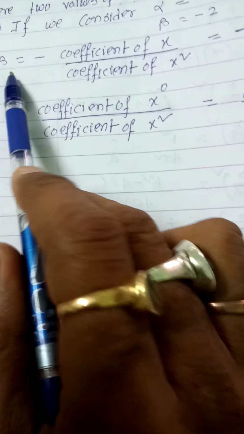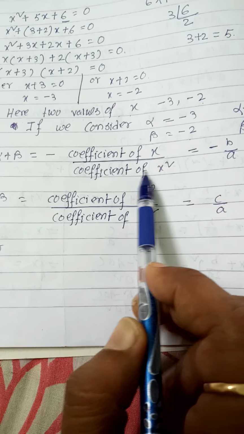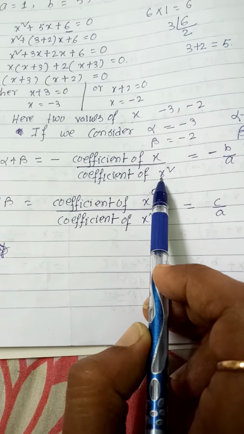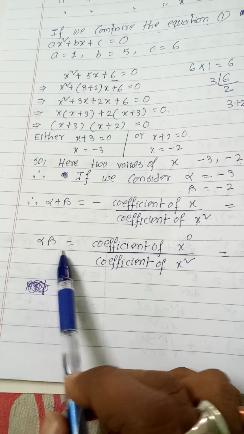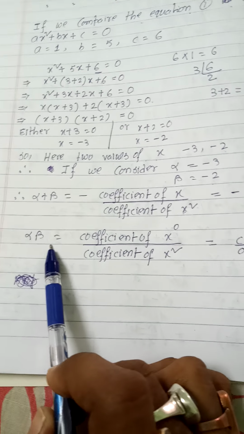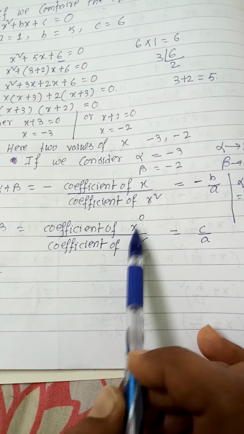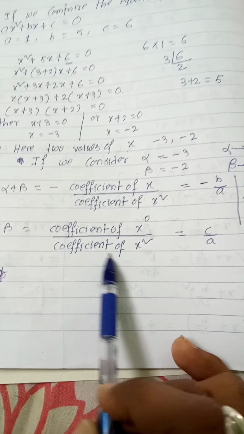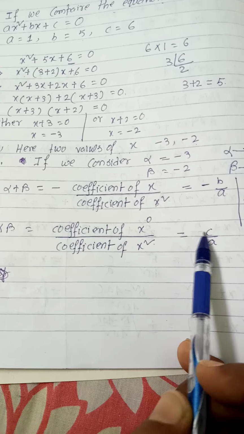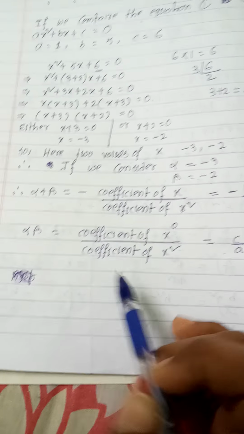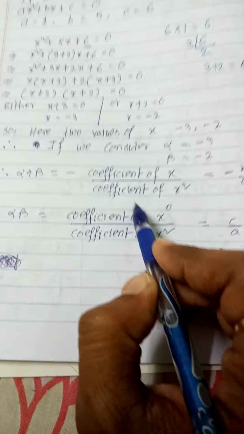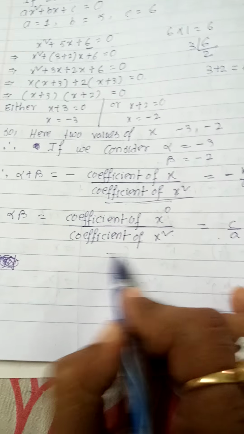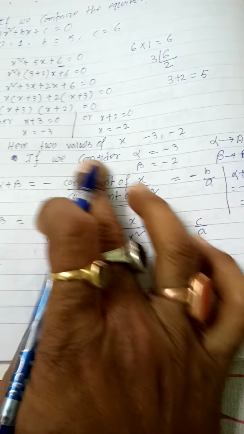So we write alpha plus beta equal to minus of coefficient of x by coefficient of x square. Similarly, alpha into beta is 6, so it is also related to coefficient of x to the power 0. It means constant term by coefficient of x square, equal to c upon a. So students, remember these two relations. Okay, these two relations are always very important in a quadratic equation.